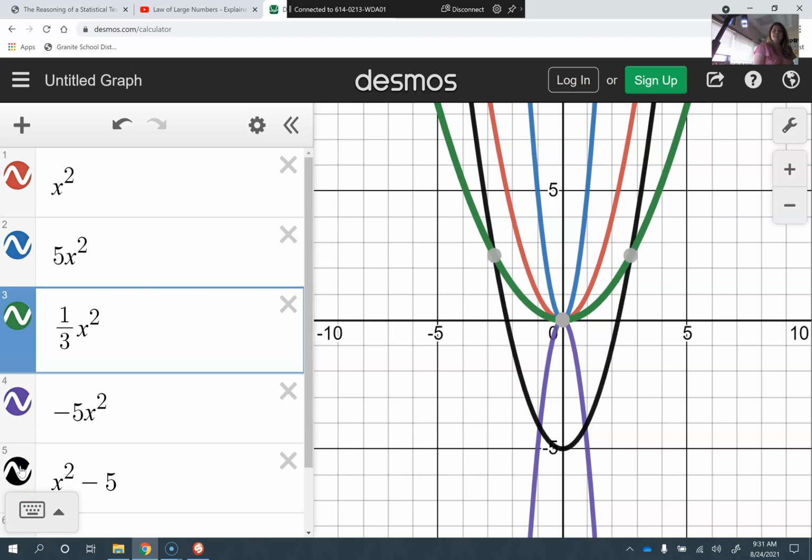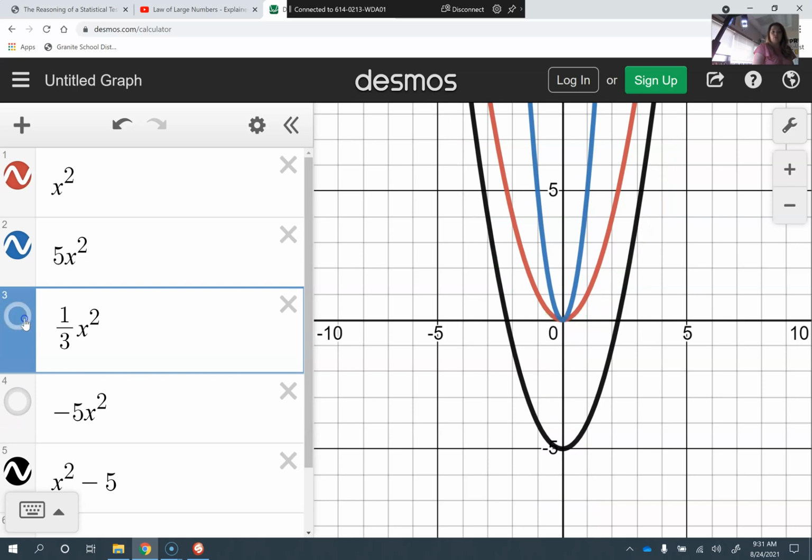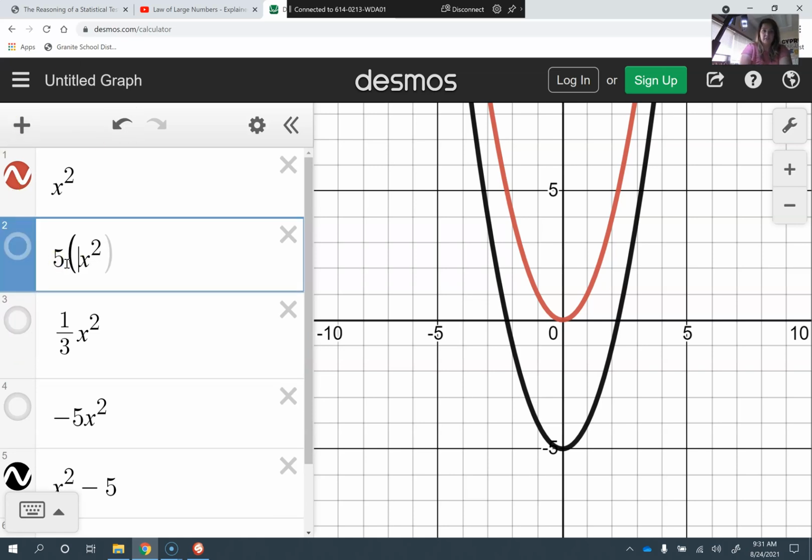If I subtract something, he moves down. So the subtracting turned it from red to black. I could flip him on its side. Well, I wonder if I could. Let's see if I can.